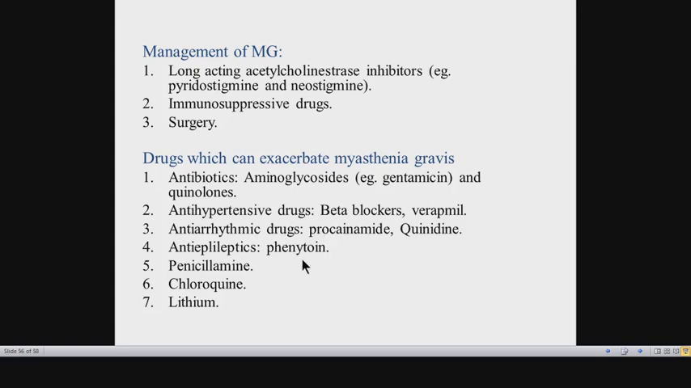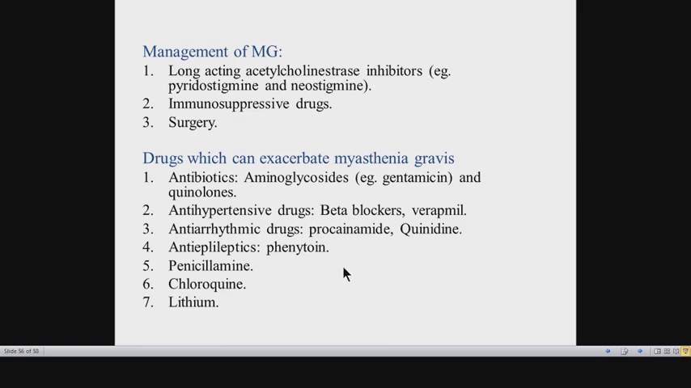Anti-epileptic drugs تحديدا الفينيتوين برضو والبنسلامين one of the old drugs used in the management of rheumatoid arthritis. Chloroquine, old anti-malarial drugs, والlithium. All these drugs can exacerbate myasthenia gravis. So these drugs should be avoided in any myasthenia gravis patient. An alternative should be used.